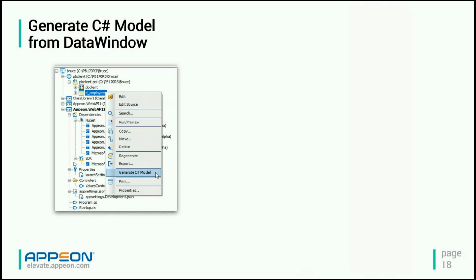So then we're going to go in and generate the C# model. This is a classic PowerBuilder application up here, which has this employee DataWindow, which looks at the employee table in the AdventureWorks database. Right click on it, and you select this new option. It says Generate C# Model.